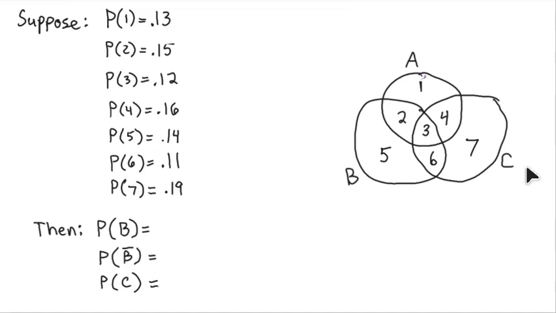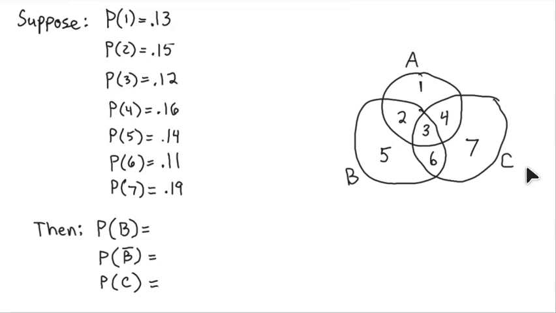So 1 is an event, 2 is an event, 3 is an event, 4 is an event, 5 is an event, 6 is an event, and 7 is an event. The probability of event 1 occurring is 0.13, the probability of 2 is 0.15, and so on. Each of the events has a probability of occurrence. If you were to add them all up, the sum would equal 1, because the sum of all probabilities is equal to 1.